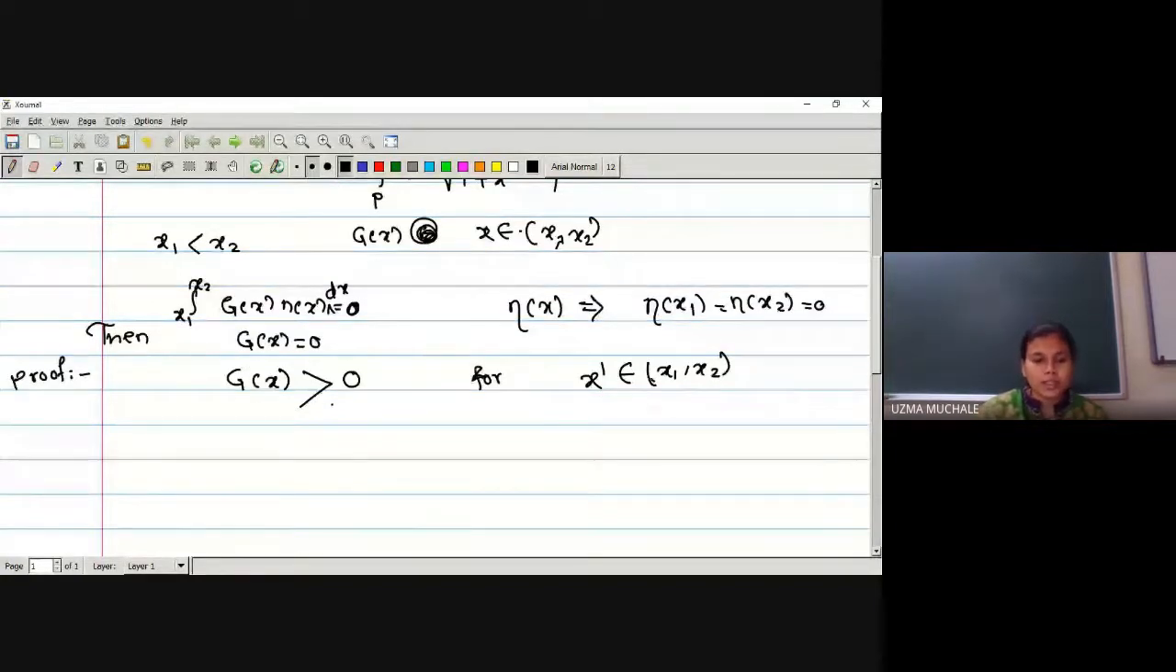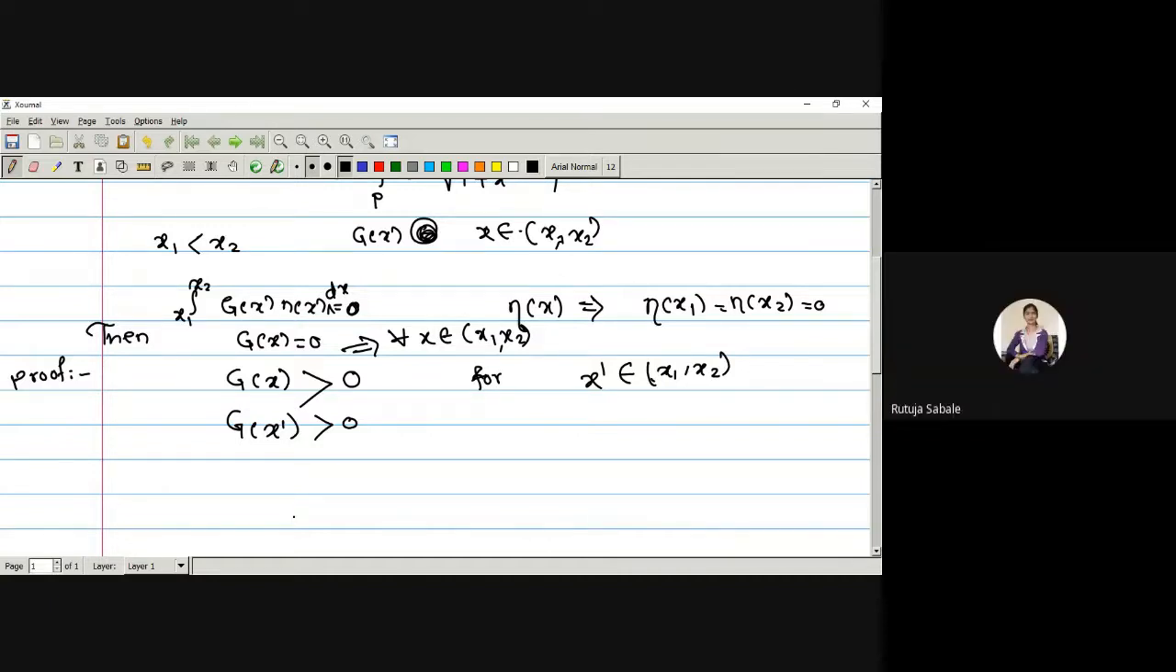Sorry, greater than 0. So we can say g of x dash is greater than 0, right? What is our aim to prove? g of x is equal to 0 for all points of our interval, for all x belonging to x1 to x2. That's why we are assuming, by contradiction, that g of x dash is greater than 0 for at least one point. Is it okay with this?